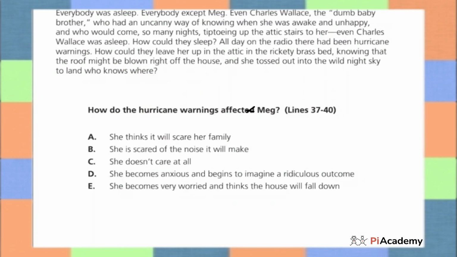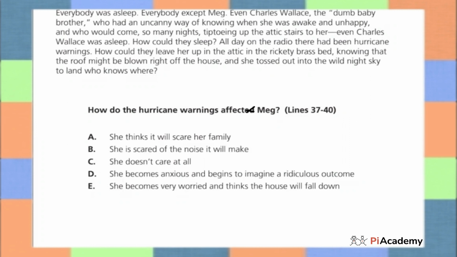Everyone was asleep. Everybody except Meg. Even Charles Wallace, the dumb baby brother, who had an uncle when she was awake and unhappy, and he would come so many nights tiptoeing up the attic stairs to her. Even Charles Wallace was asleep. How could they sleep? All day on the radio there had been hurricane warnings. How could they leave her up in the attic in the rickety brass bed, knowing that the roof might be blown right off the house, and she tossed out into the wild night sky to land who knows where?